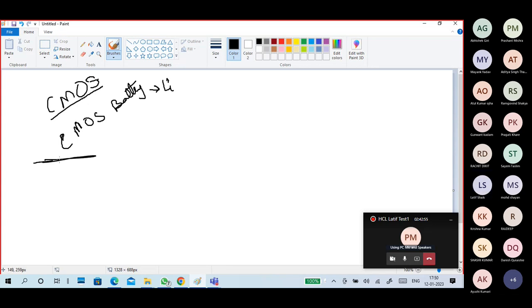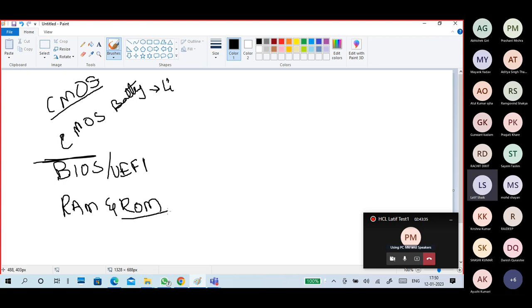And next one, about BIOS. What is BIOS or UEFI? You must know what is BIOS and UEFI, what is firmware, and what are BIOS settings. And what is RAM and ROM, and the difference between RAM and ROM? Can we change the ROM?